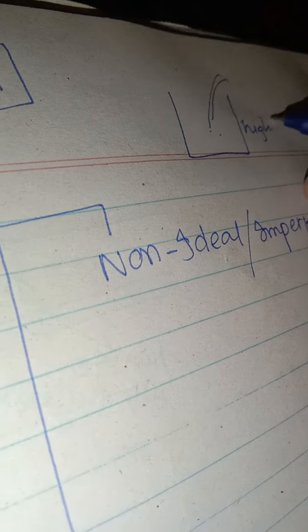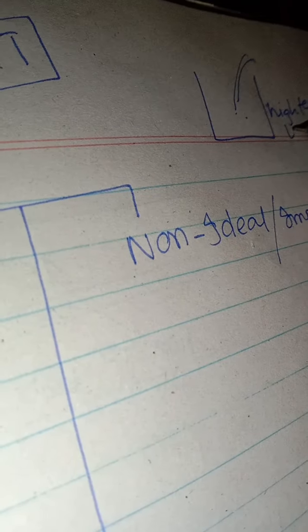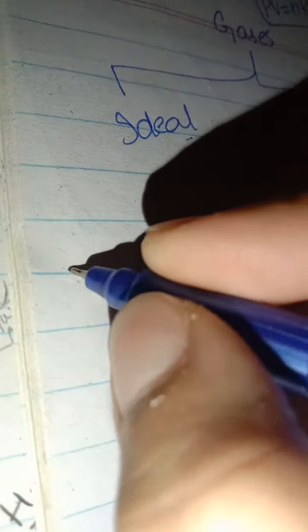We should give the high temperature and low pressure. When we give the high temperature and low pressure, the kinetic energy will increase and the particles of the gas will move apart, and this is how the ideal gas is formed. What are the characteristics of the ideal gas? The temperature should be high and the pressure should be low.